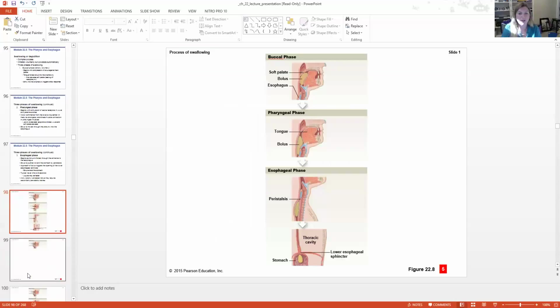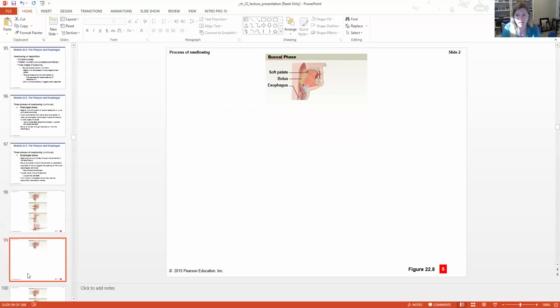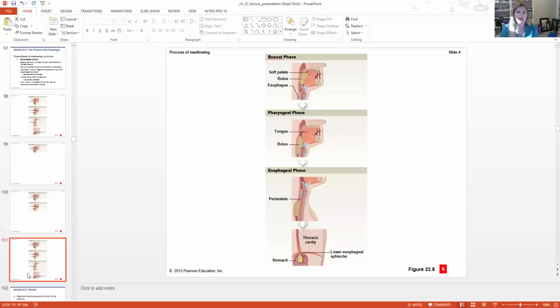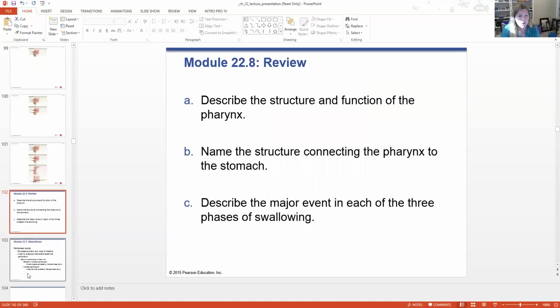So here are the phases one by one. You have your buccal phase, pushing your tongue up, pushing that bolus back. The pharyngeal phase, now we shut off the entrance to our larynx and our nasopharynx. That food is directed down the esophagus, and then our esophageal phase, as the peristaltic contractions of our esophagus push food down into the stomach. You can pause the video here, go back and review.